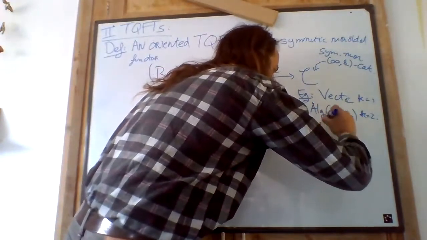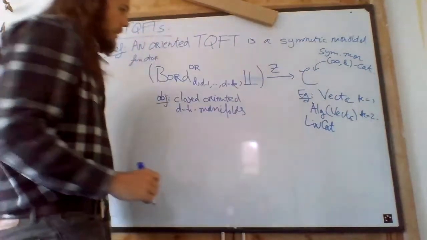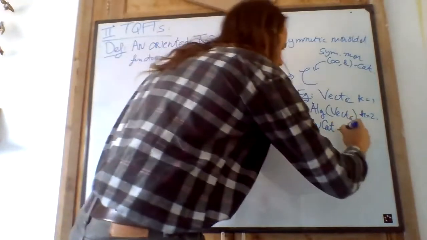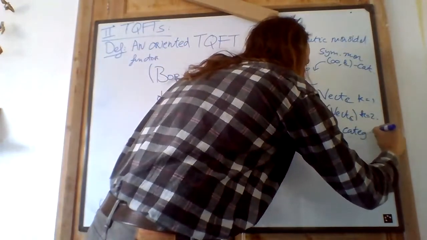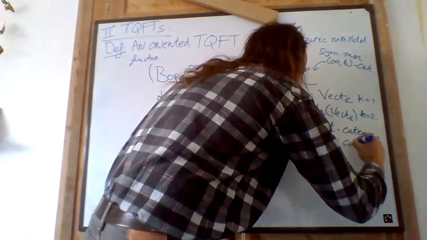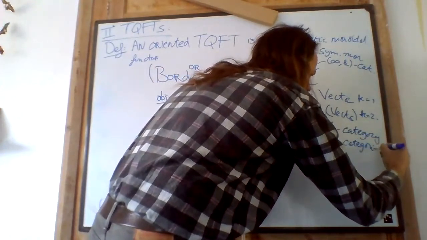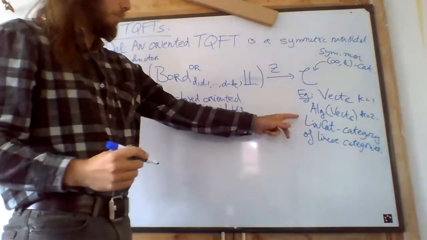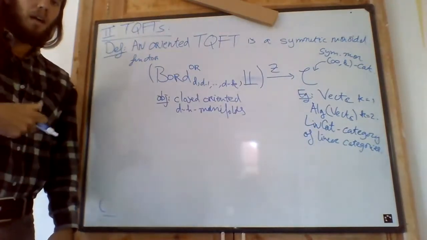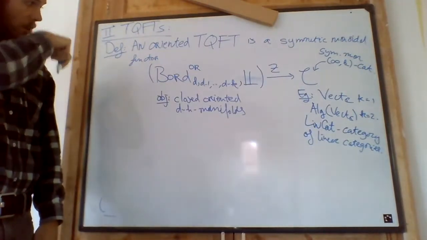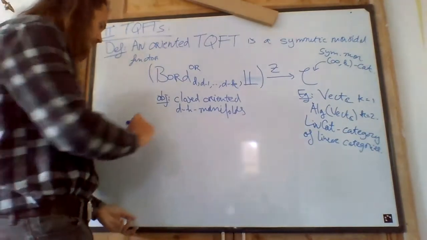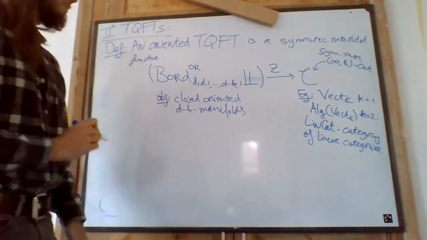And then the only other example that I'll introduce now is the category of linear categories, which I guess for this audience is the most familiar after the category of vector spaces. Okay, so let me finish my explanation of what the Bordism category is. So I'm just introducing it right away as a higher category.